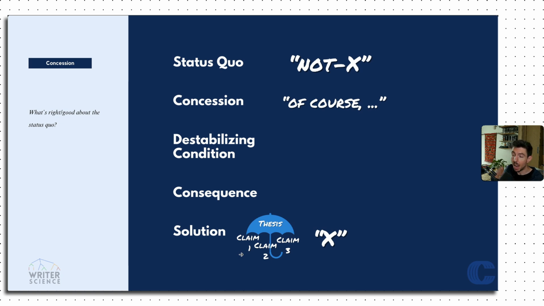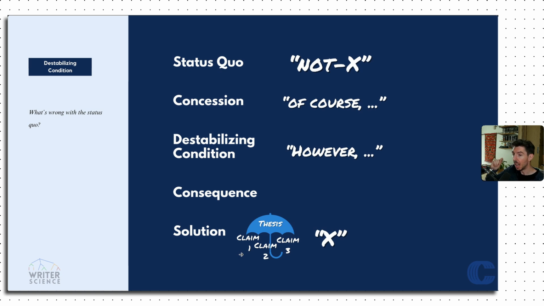Whatever. You say what's good about the status quo because you're about to fight with it. So you want to say what's good about it. So you'll say, of course, da, da, da, da, da. But in the next part, the destabilizing condition is where you show what's wrong with the status quo. So you say, however, what those people failed to understand is whatever you think. You show what is the problem with the status quo.